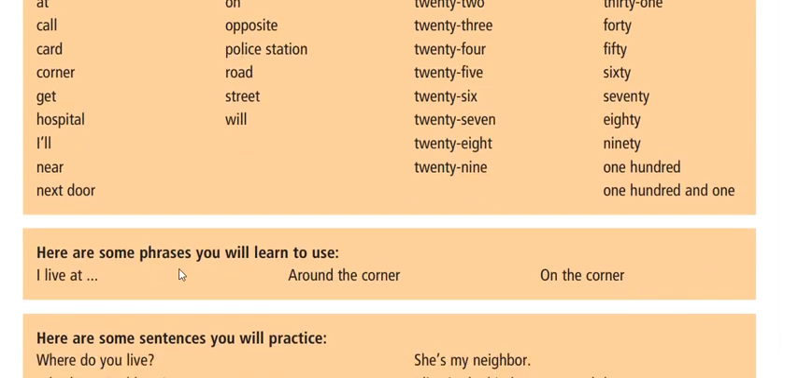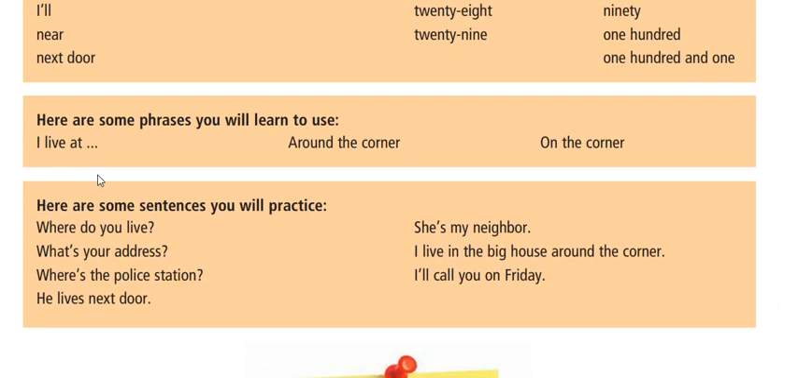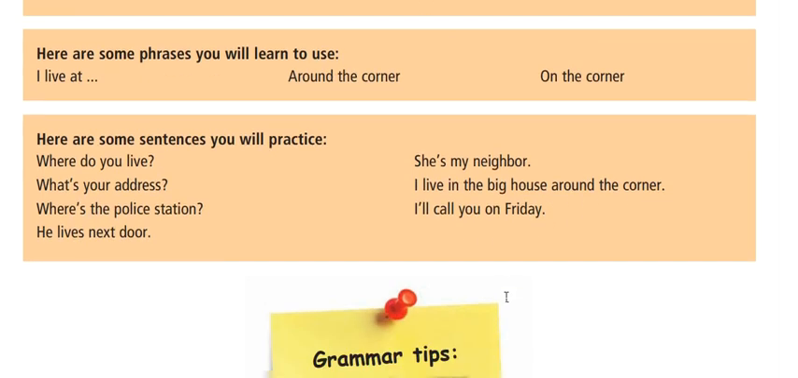Here are some phrases you will learn to use: I live at, around the corner, on the corner. Here are some sentences you will practice: Where do you live? What's your address? Where is the police station? He lives next door. She is my neighbor. I live in the big house around the corner. I will call you on Friday.